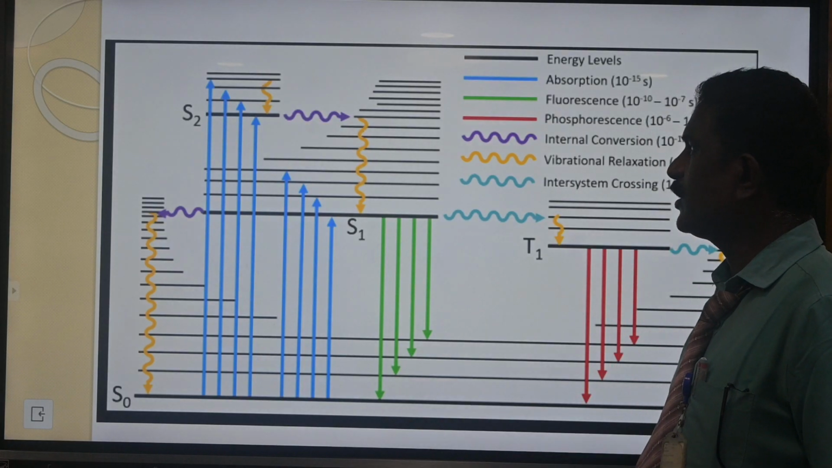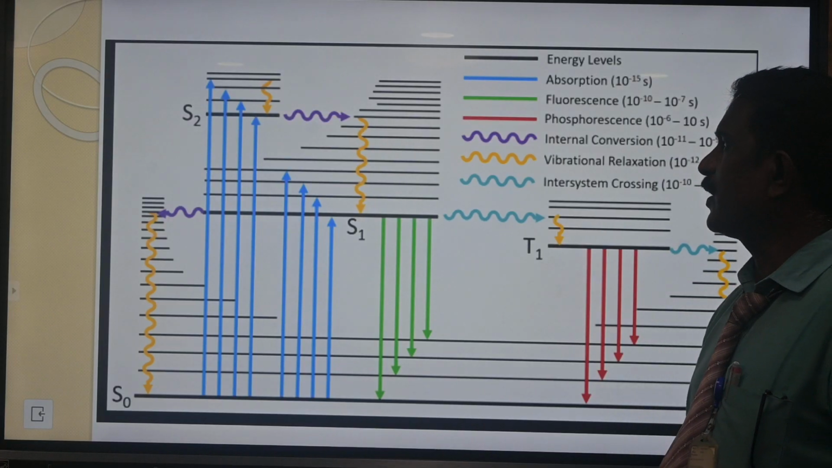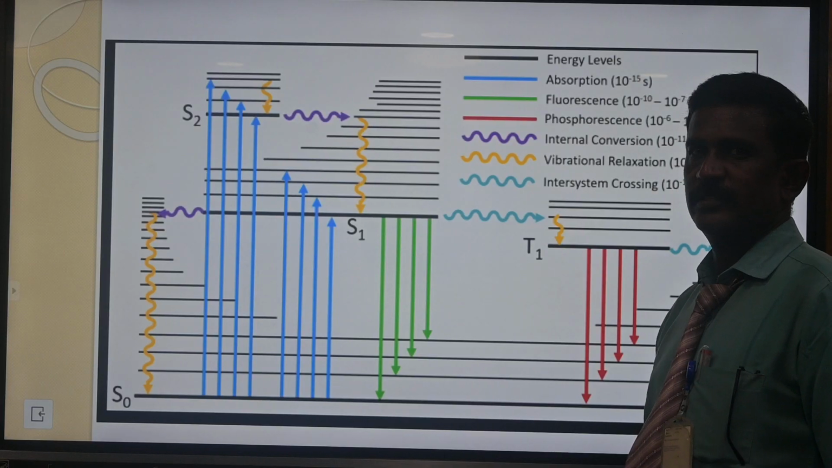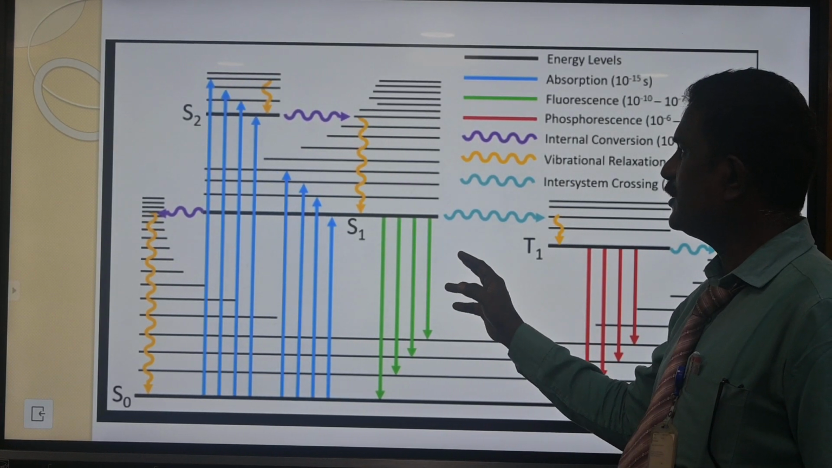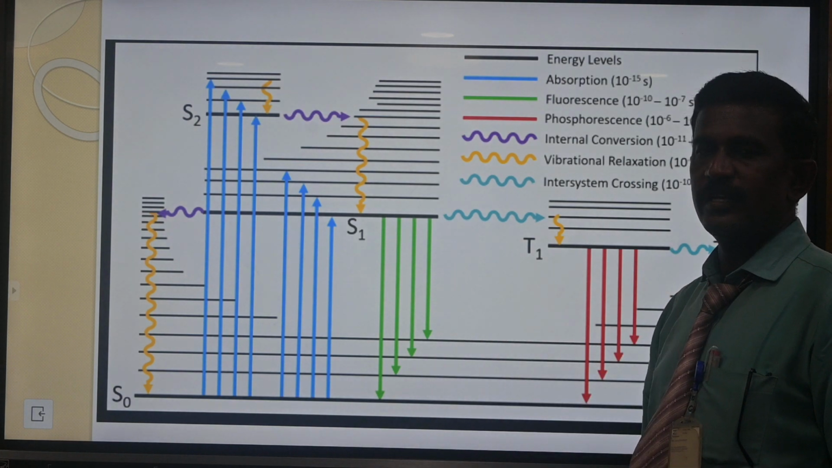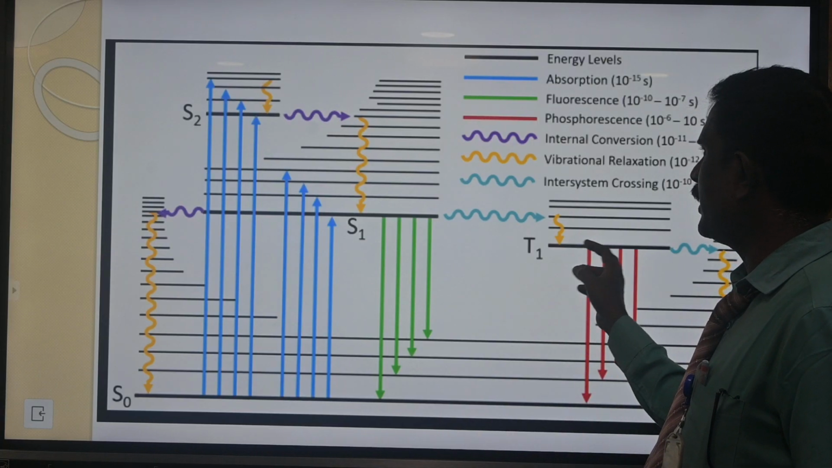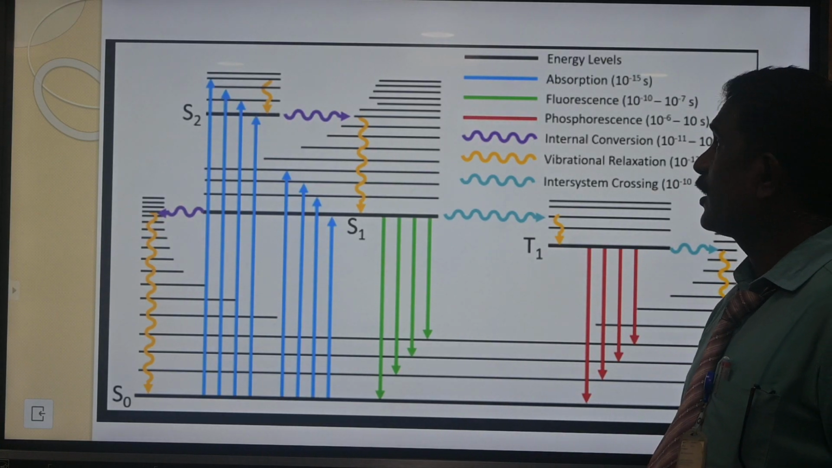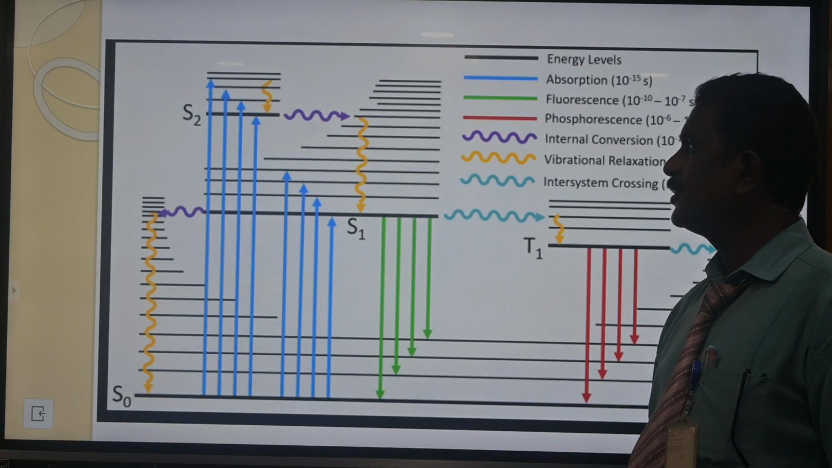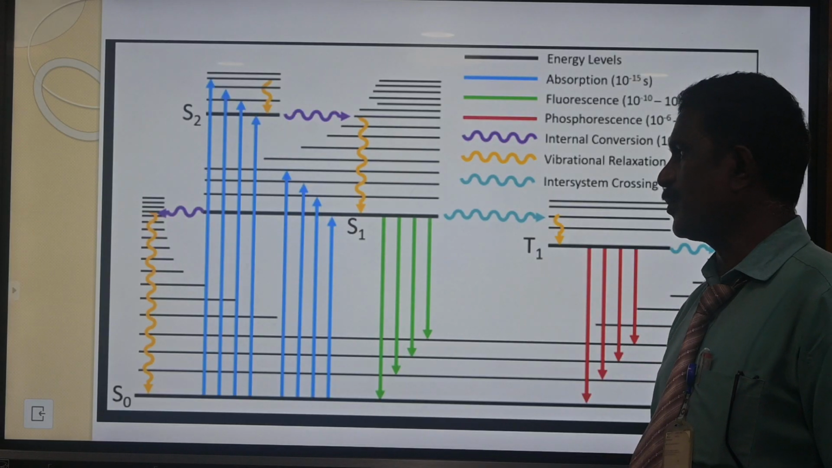Coming back to the ground state happens through two different processes, which are called radiative and non-radiative processes. All the zigzag lines show non-radiative transitions. The very famous non-radiative processes are internal conversion and intersystem crossing. Through these two processes, the molecule loses its energy in the form of heat.